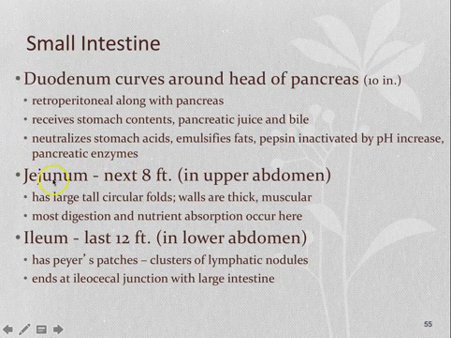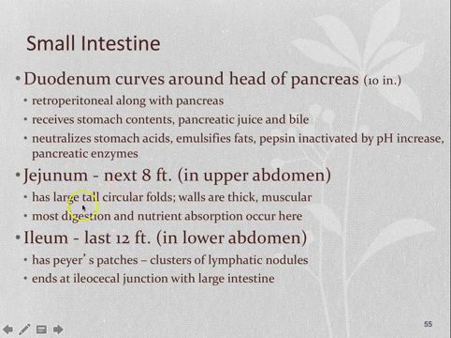The next part after the duodenum is the jejunum. This is going to have large circular folds. We'll see these in a second. Walls are fairly thick and muscular, okay? And most of our digestion and nutrient absorption are going to occur here.